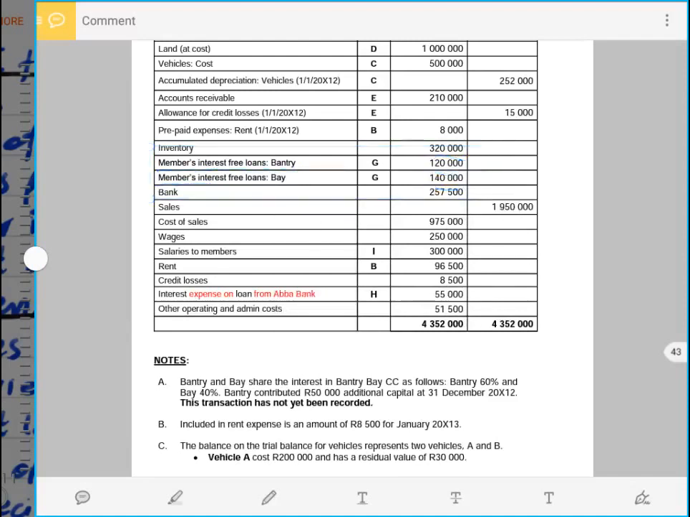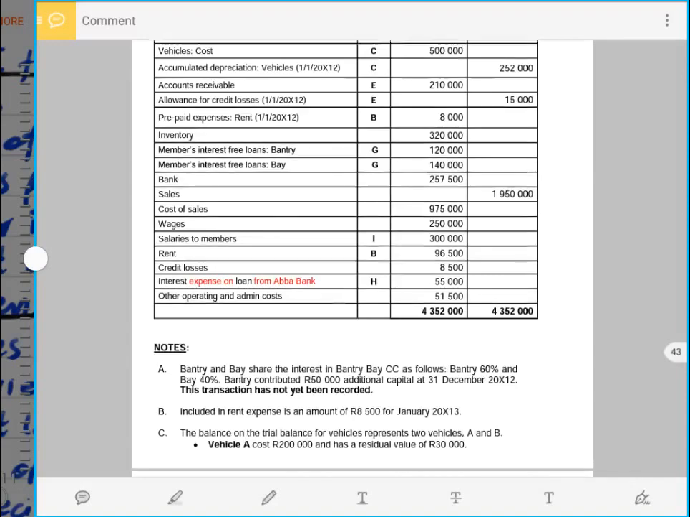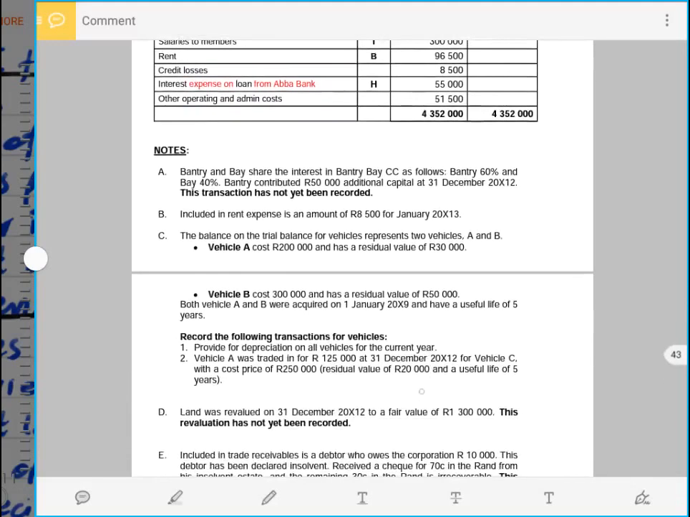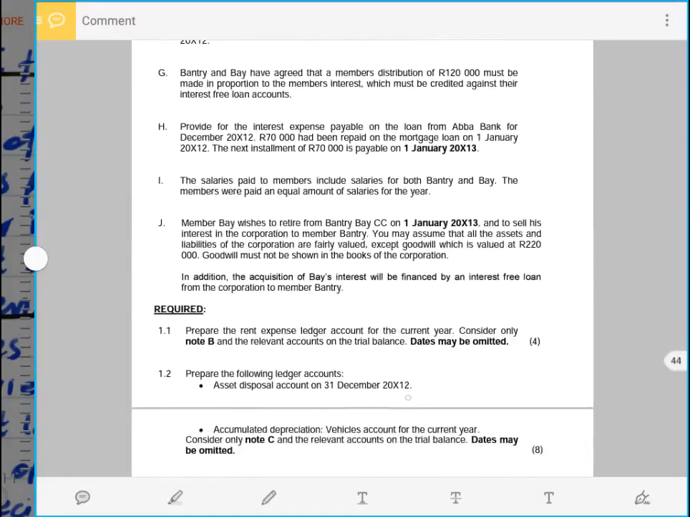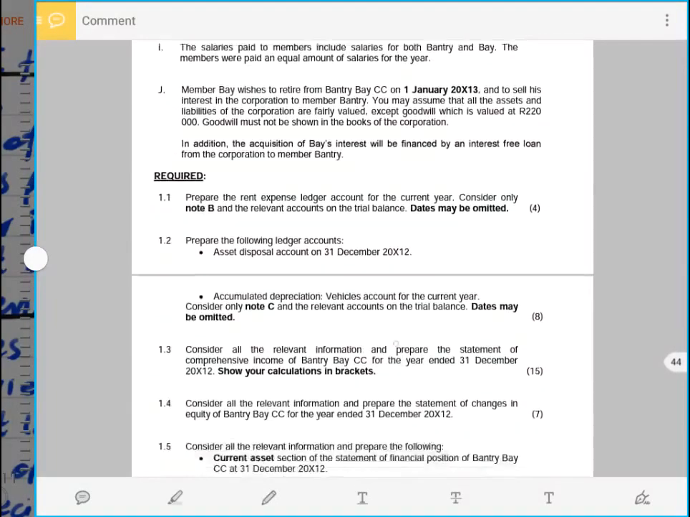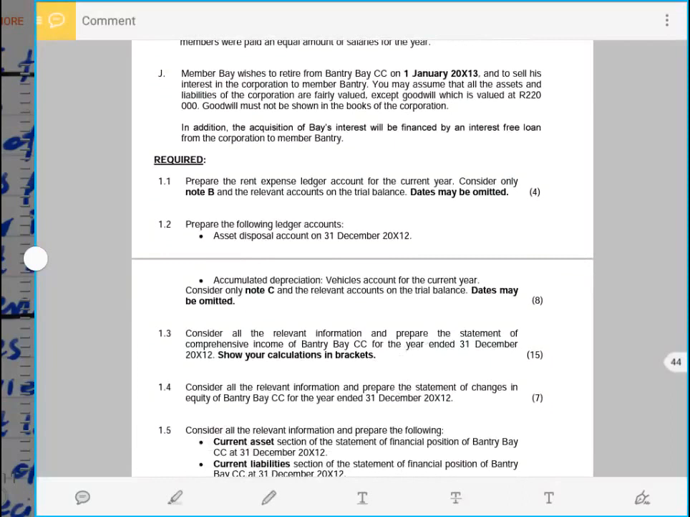Then we have bank, and the nominal section starts with sales up to other operating and admin expenses. These are just the incomes and the expenses that will have to be accounted for in the income statement. Before I go to the notes or the adjustments, I always prefer to start with the requirements so that I know what is required of me before I read the notes.